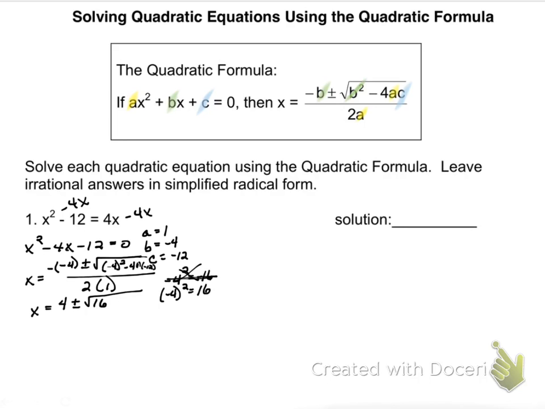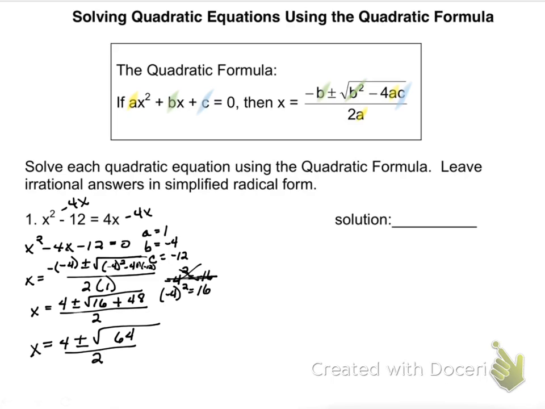First one here is always going to be positive. So we have 16 minus, well, we have a negative 4 times a negative 12, so that's going to be plus 48. And that's all over 2 times 1. All right, so now go down some more. We have x equals 4 plus or minus the square root. 16 and 48 is 64. Square root of 64 over 2.